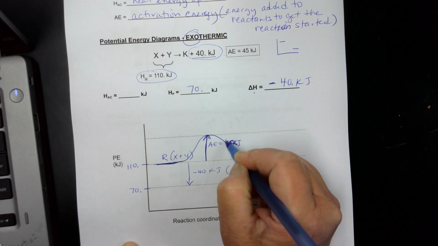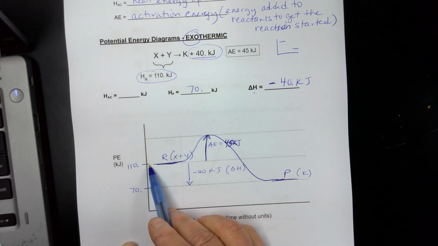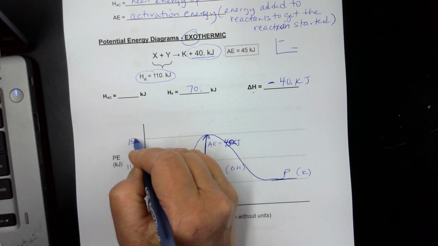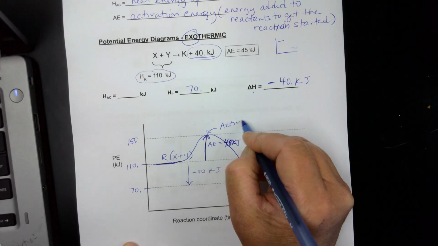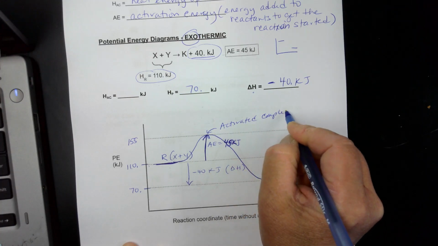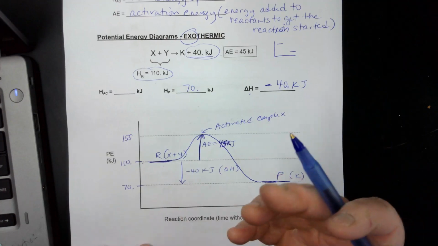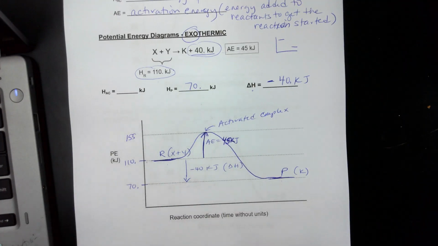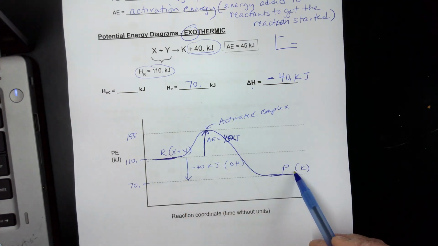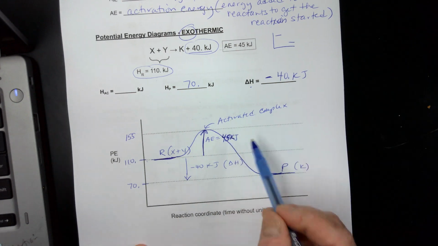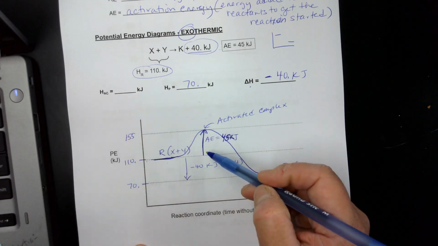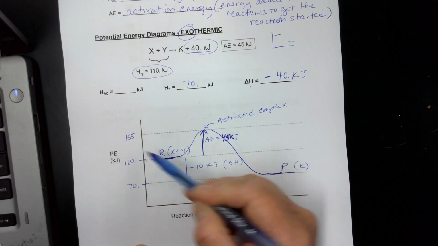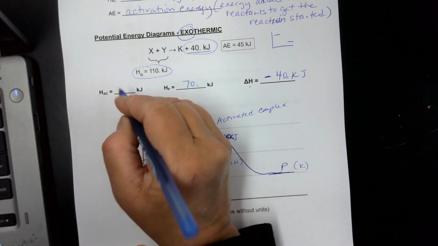Which means that if we add 45 to 110, we're going to get 155 kilojoules. That represents the activated complex. It's like the intermediate, a jumble of atoms as they are in the process of rearranging from reactants into products. They're at this high energy state called the activated complex. So the heat energy of the activated complex is whatever the reactant energy is plus the activation energy, and that brings us to 155.